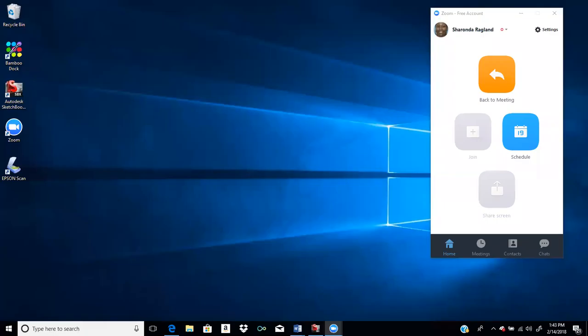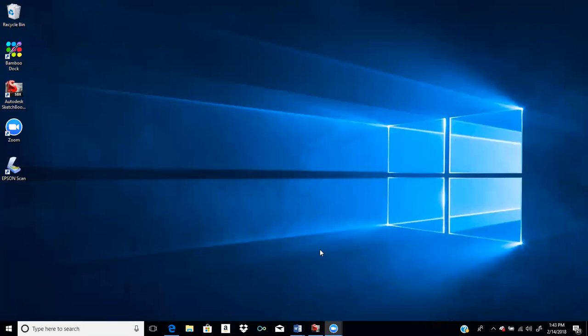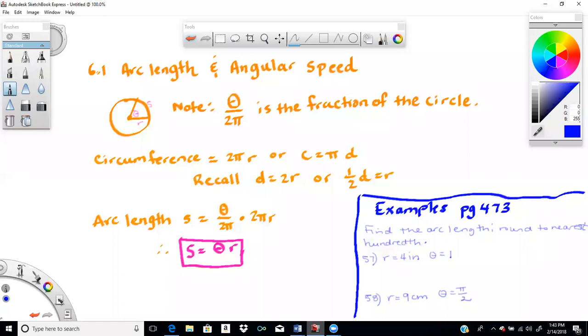Hello, we're going to look at the arc length and the angular speed as well as the linear speed. Okay, we'll start off with that. And this is still from your chapter 6. We're going back to 6.1 because there were some concepts that I wanted to come back to afterwards. Okay, and so arc length and angular speed.